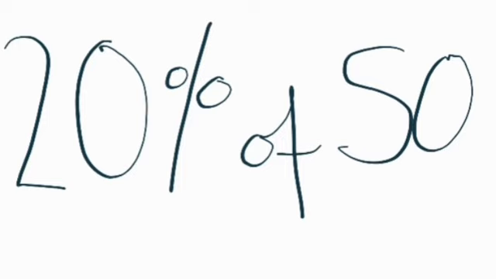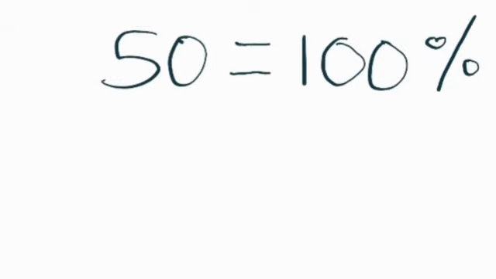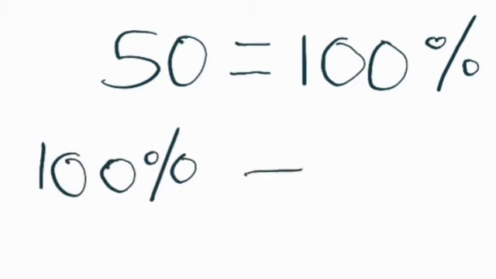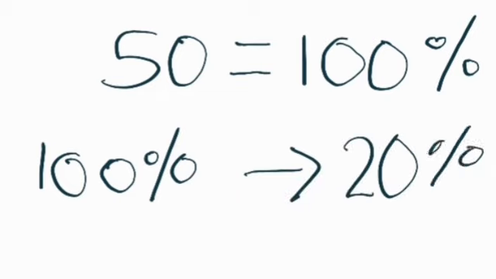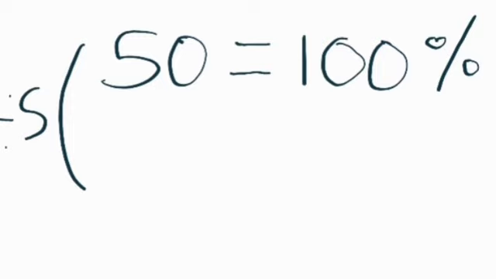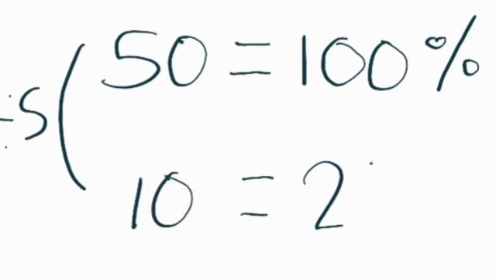20% of 50. As a number, 50 is 100%, but we want to see 20% of 50. So when we're looking at 100%, to get to 20%, we need to divide it by 5. So we can do the same to 50. We can divide 50 by 5, which is 10. So 10 equals 20%.